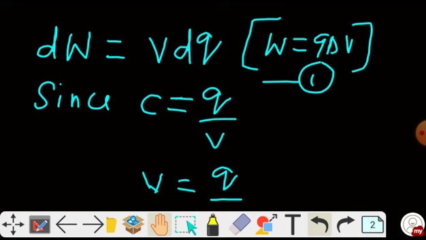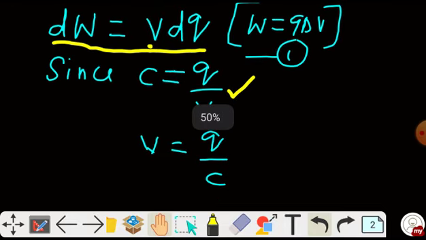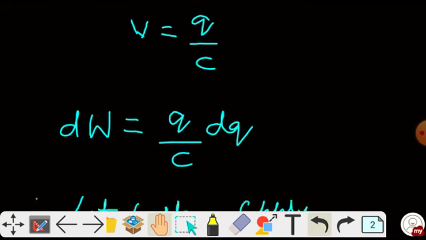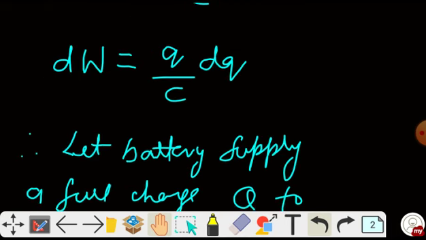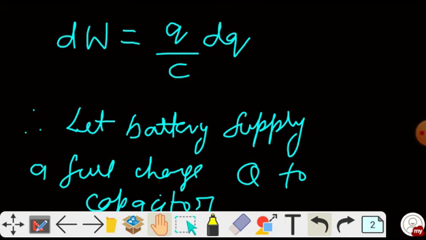And at this instant, the potential difference between the plates is v. That's why in place of delta v, I have put v here. Clear? So this is the small work done by the battery to send a small charge dq to the capacitor. Now, since we know that C equals Q by V, V will equal Q by C. So put V equals Q by C in the expression of dW. So this is the expression of the small work done.